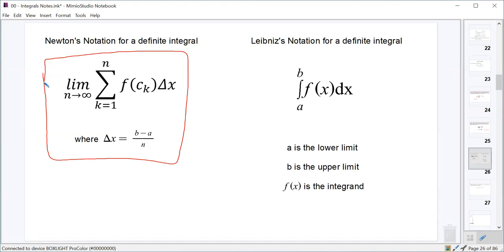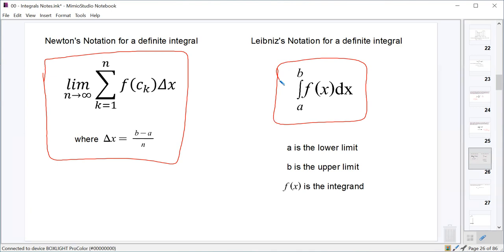And then as we've moved through the years, we've actually started using what's called Leibniz's notation for a definite integral. This one over here on the right-hand side. This is Leibniz's notation, and Leibniz and Newton were both developing calculus at the same time. And this one's a much simpler looking notation. And we call A the lower limit, B the upper limit.